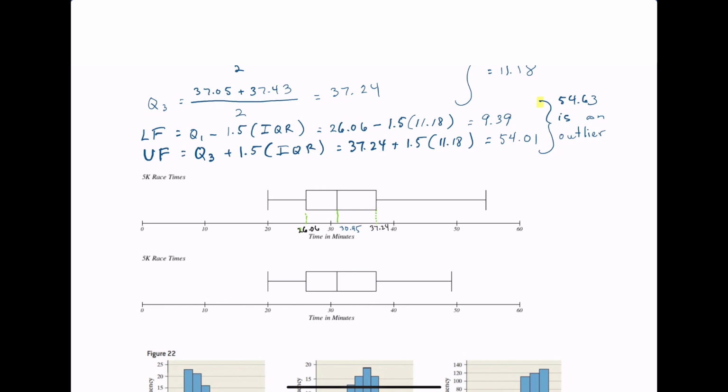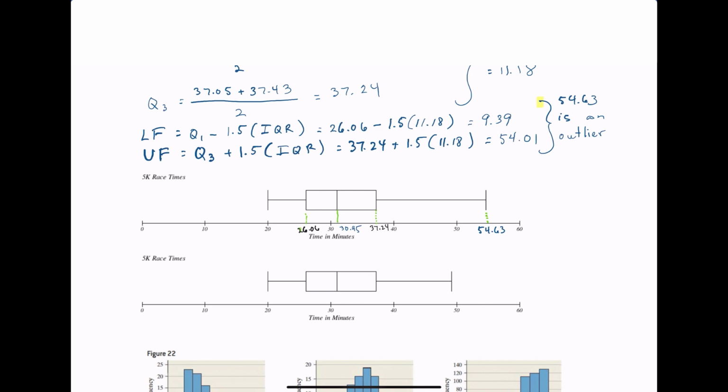The lowest data value was 19.95. It's hard to tell the difference between that and 20, so I'm just going to let our lower whisker be pointing down to 20. It's maybe a little bit to the left, but it's hard to tell a difference of 500ths on here. And the upper whisker is pointing down to our largest data value, which was 54.63. So that's the box plot as we're used to drawing them.